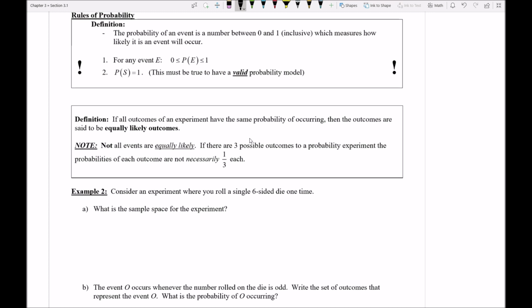So let's take a look here at example number 2. We want to go ahead and consider an experiment where we roll a 6-sided die one time. And we're going to try to answer some questions associated with this. We'll start with a rather simple one. If I was interested in what number I was going to roll, I could ask, what is the sample space for that experiment? Well, if I'm rolling a 6-sided die, then the only numbers that I could possibly roll would be 1, 2, 3, 4, 5, or 6. Those are the only possible outcomes for the experiment.